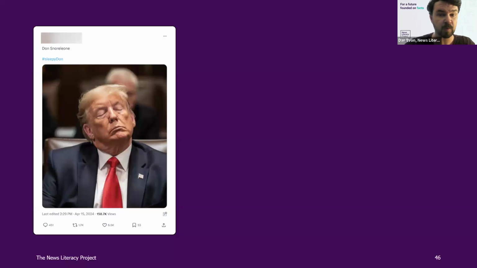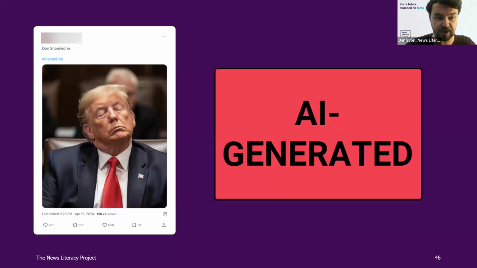So let's take a look at this image. This is an AI generated image of former President Donald Trump, who appears to be sleeping. This went viral last week after news reports circulated that he had fallen asleep during the trial. Now, just looking at this image, I find it hard to tell that this was created with AI. It looks pretty convincing to me. You might be able to do some pixel peeping and find something that you think is a telltale sign that it's AI generated. But overall, it's a pretty convincing image.